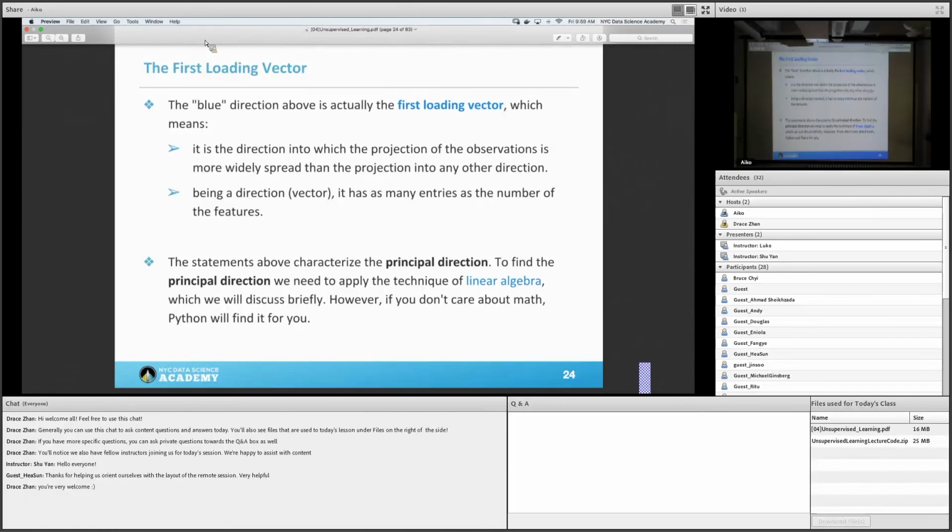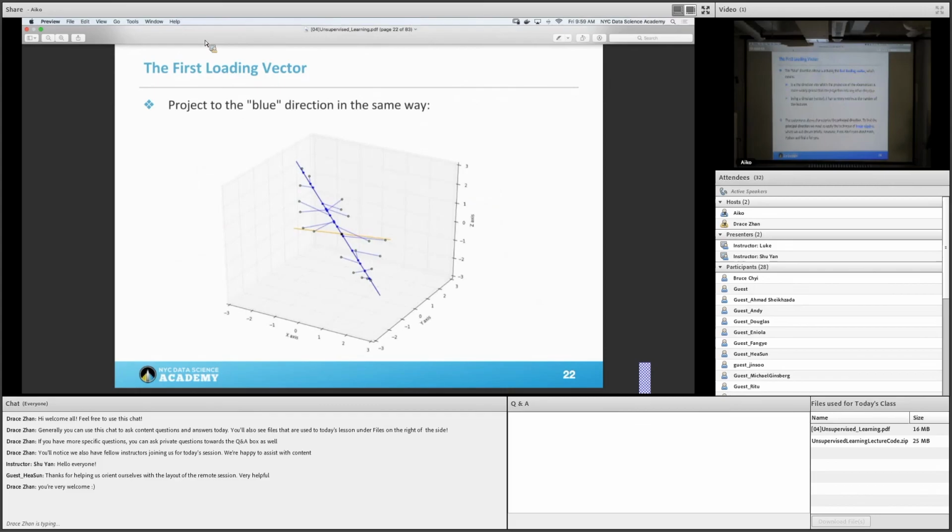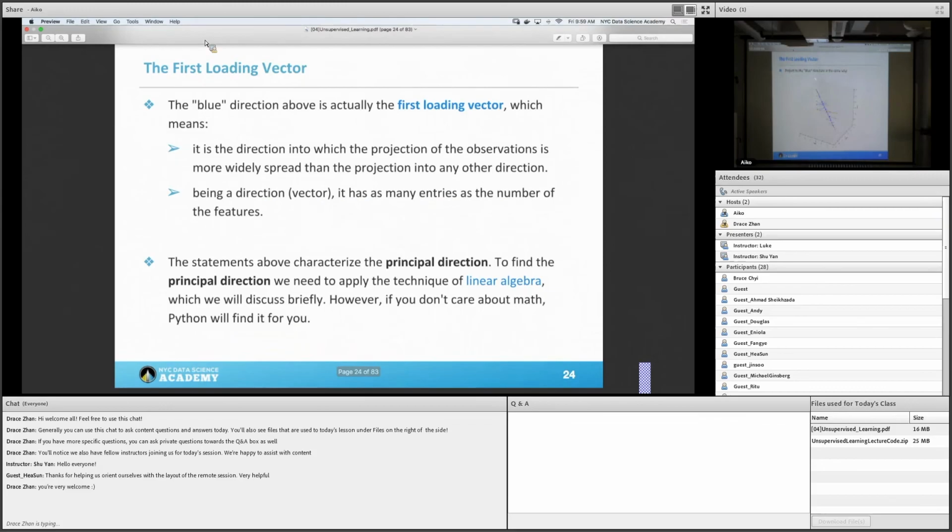The blue direction above is actually the so-called first loading vector. It's not an accident. The blue one we did not pick by accident. This direction is usually called the first loading vector. Somebody calls it the first eigenvector or the first principal direction, which means it's the direction into which the projection of the observations is more widespread than all the other possible projections to other directions.